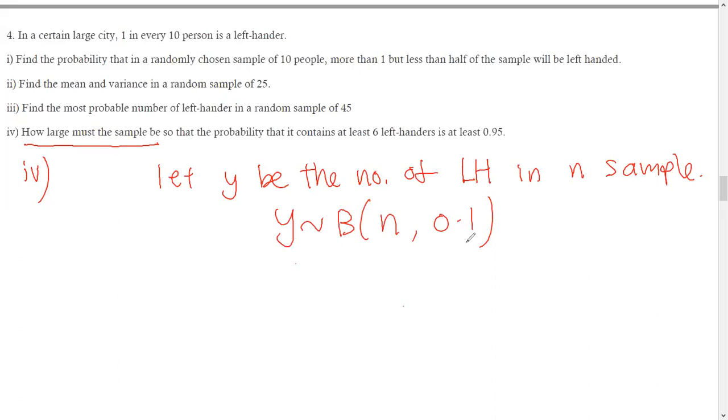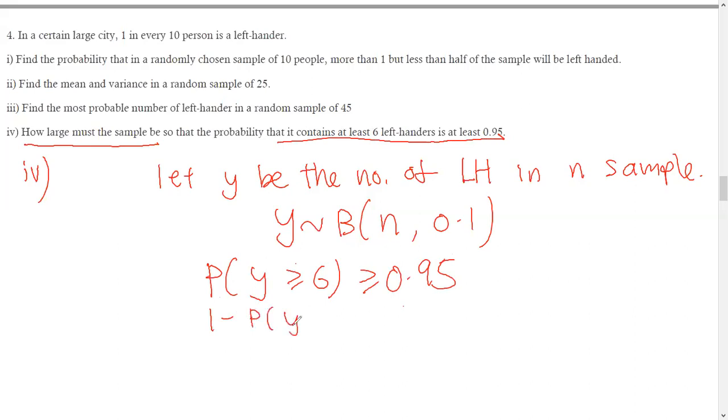So how do we calculate n then? Again, we stick to the formulation. It consists of at least 6 left-handers with probability at least 0.95. So the probability of Y at least 6 is at least 0.95. Same thing, we need to change this into DRV format. So this will be 1 minus P(Y less than 6) more than or equals 0.95. Then we change it to P(Y less than or equals to 5) less than or equals to 0.05.